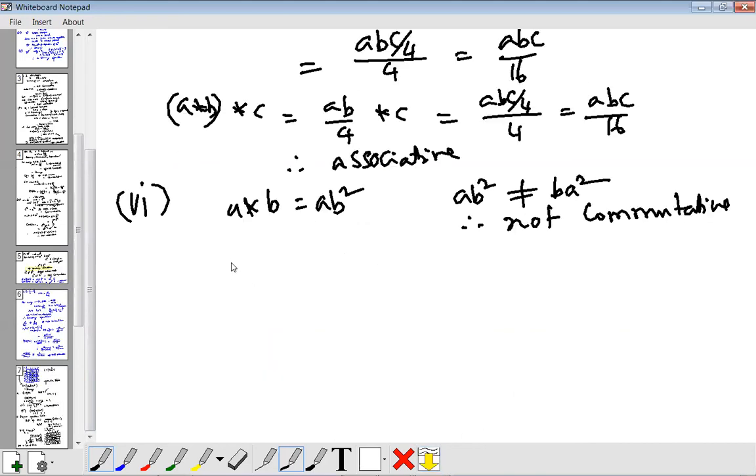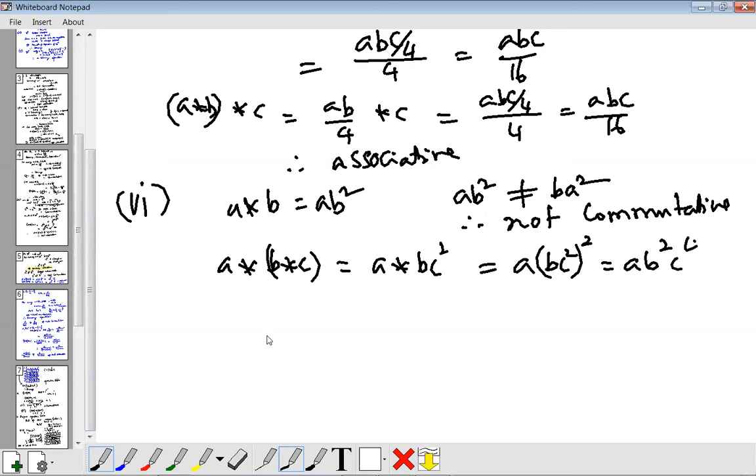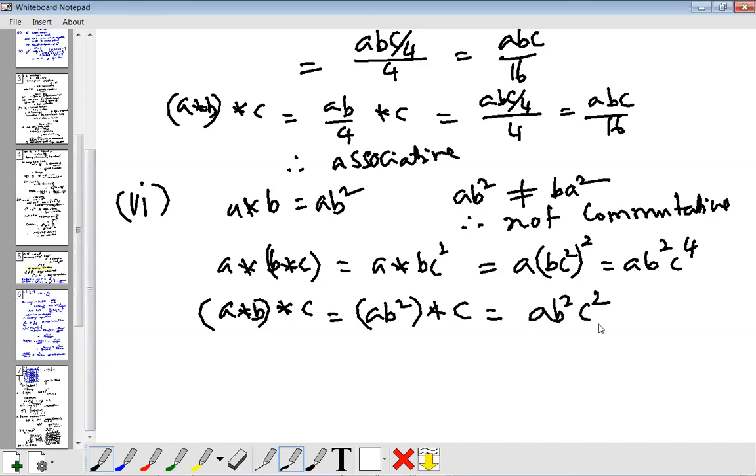Then the next part. So we are considering A star (B star C) equal to A star (BC square). That means A multiplied by (BC square) whole square. That's equal to A B square C to the power of 4. So (A star B) star C equals (AB squared) star C. That's equal to AB squared C squared. So AB squared C to the power of 4 is not equal to AB squared C squared. Therefore, not associative.